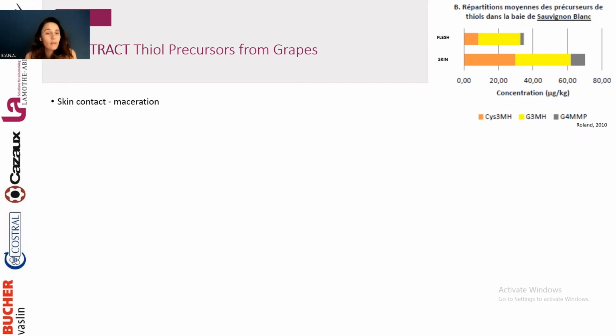So for this, we can do skin contact maceration, but with maceration comes also oxidation and also extraction of some phenolic compounds that we don't necessarily want all the time. On red wine, though, maceration and skin contact are a great option. Temperature, usually the sweet spot is about 60 Fahrenheit, 58 to 62, where you don't have too much oxidation, but it's hot enough to extract. So that's a good temperature range here.